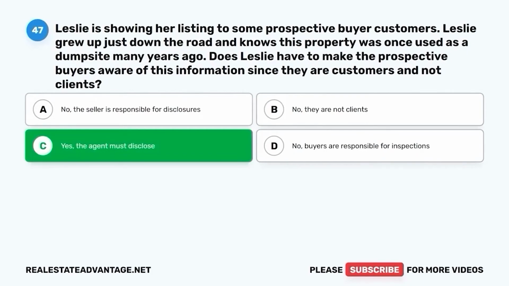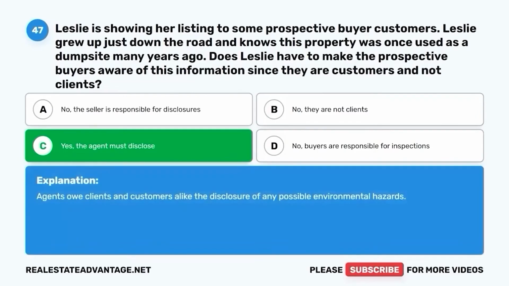Yes, the agent must disclose. Agents owe clients and customers alike the disclosure of any possible environmental hazards.